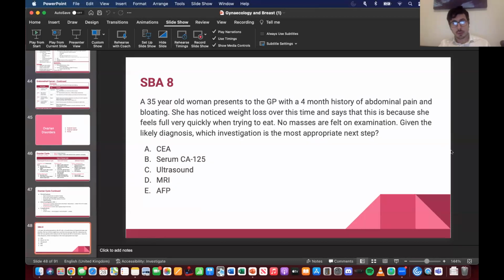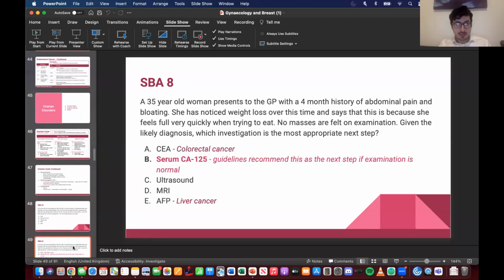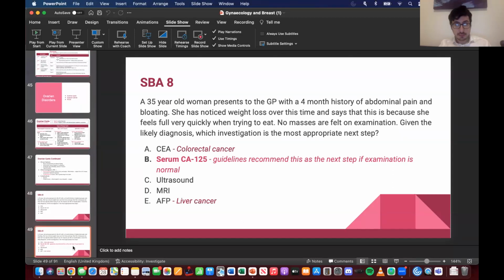A 35-year-old woman presents to the GP with a 4-month history of abdominal pain and bloating. She has noticed weight loss over this time and says that this is because she feels very full when trying to eat. No masses are felt. Given the likely diagnosis, what investigation would we do? And in this case, it would be the serum CA-125.